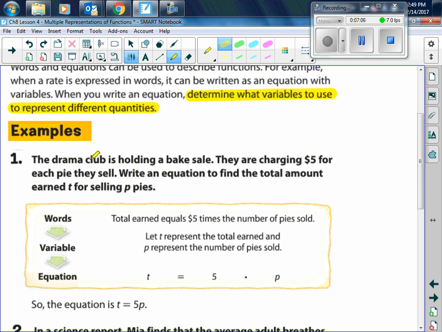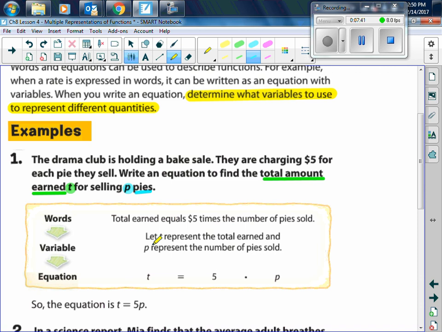Example 1 says, the drama club is holding a bake sale. They are charging $5 for each pie they sell. Write an equation to find the total amount earned, T, for selling P pies. So the first thing we want to do here is define our variables. We've got T for the total amount earned, and then we've got P for the number of pies they sold.